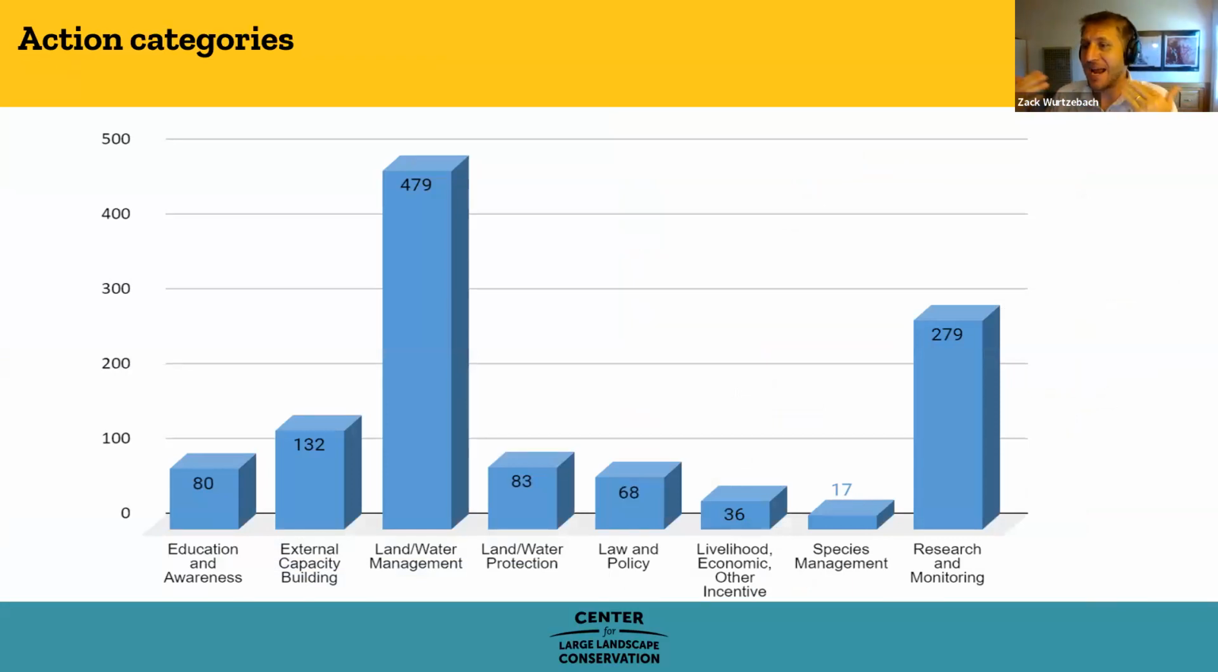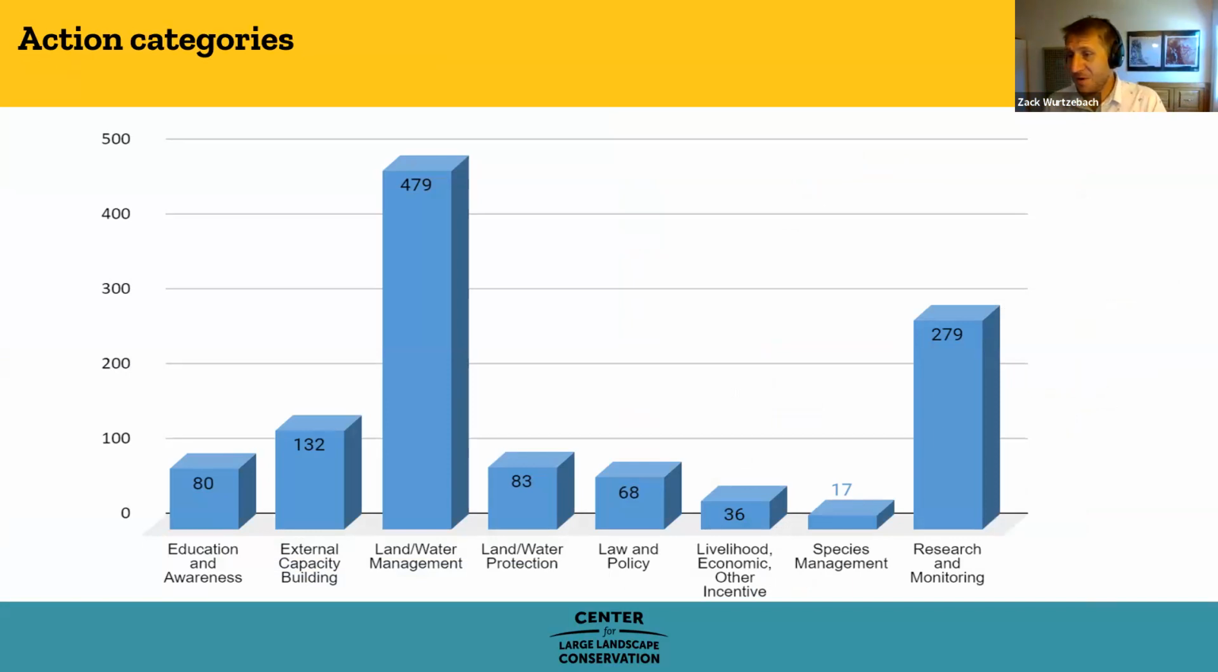The two biggest types of actions were really directed around land and water management, and then research and monitoring. And the research and monitoring category is really high. I mean, this included things like we need studies, we need to make a map, we need to collect data. Anything related to that was in this category. And I think what you see here too is the really high need for information on where connectivity is.